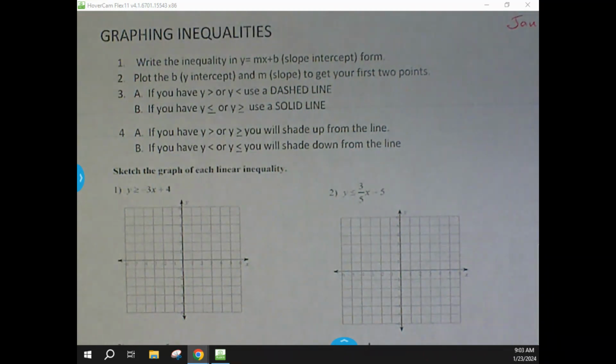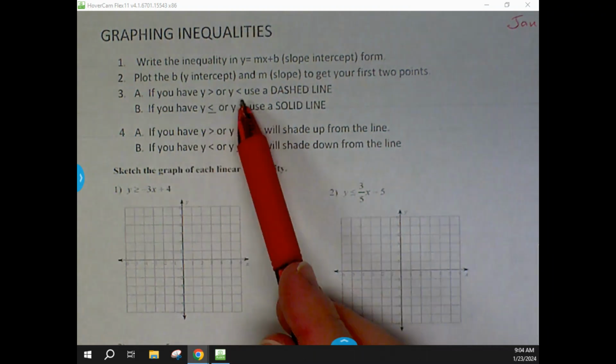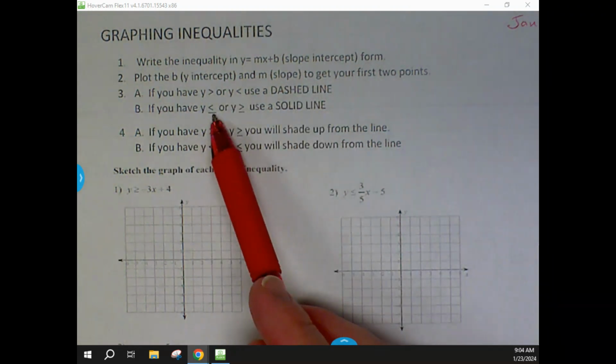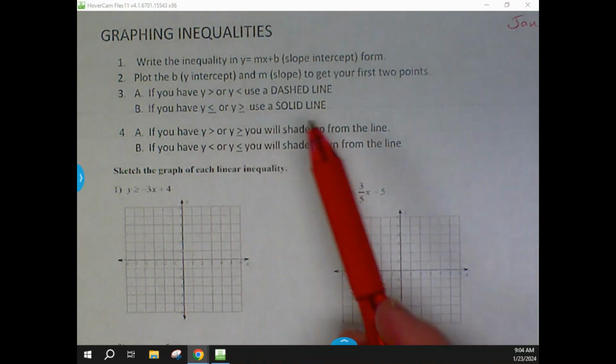Plot your slope and your intercept, and then, like we talked about with interval notation, for this one we're going to use dashed or solid. In this case, instead of circles, we're talking about lines. So if it's y greater than or y less than, you use a dashed line. If it's greater than or equal to, or less than or equal to, you use a solid line.